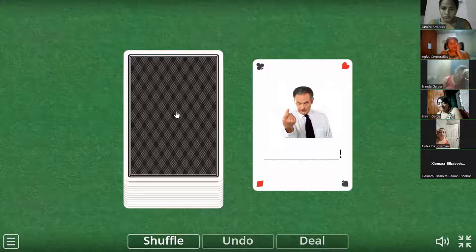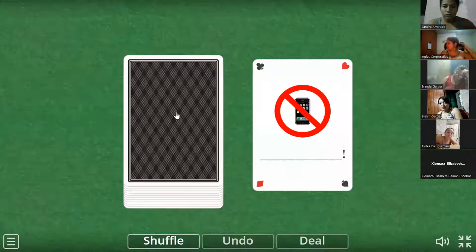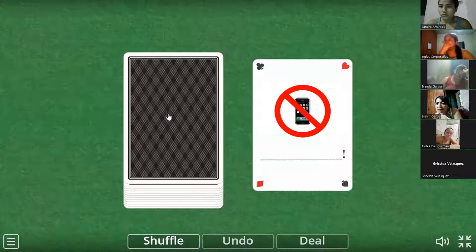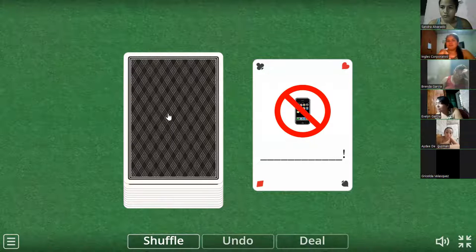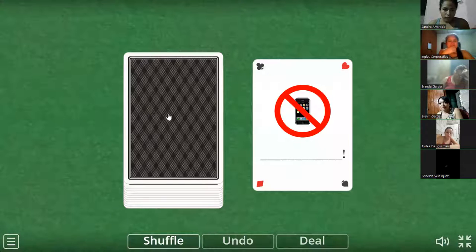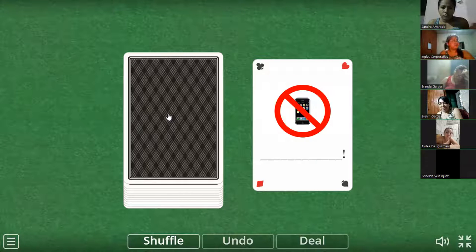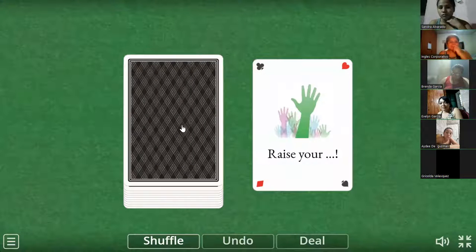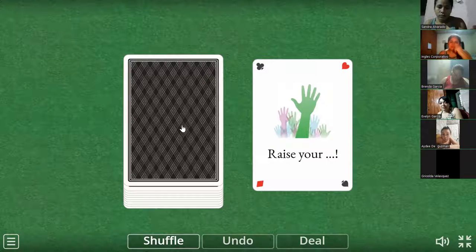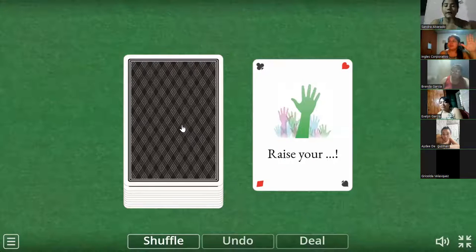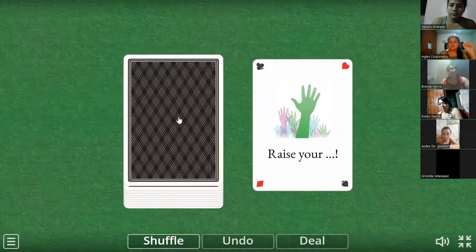Come here. Do not drink. It is a cell phone. No cell phones. Silent mode on the cell phone, it could be. What about this one? Raise your hand.